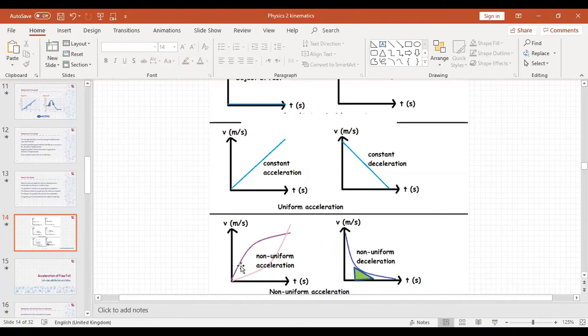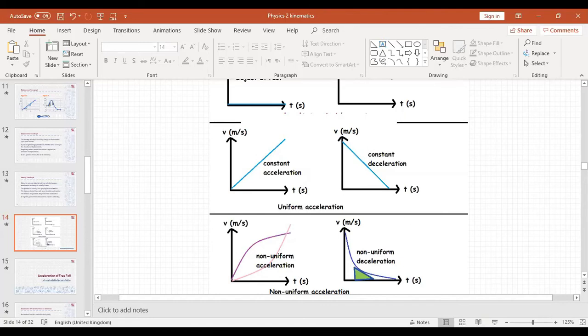Now, if you look at this purple line, the velocity is increasing with time, whereas the acceleration is decreasing. As you can tell, because a steeper gradient means greater acceleration, here the graph is going from steep to gentle. So even though velocity is increasing, the acceleration is decreasing. With the pink graph, the velocity is increasing with time and the acceleration is also increasing as the gradient goes from gentle to steep.